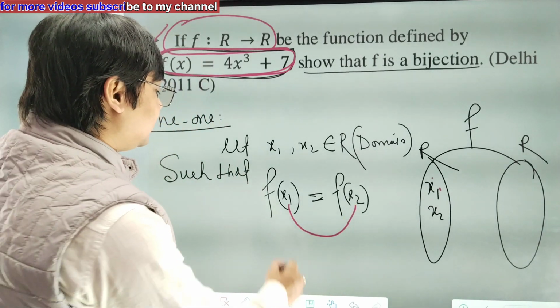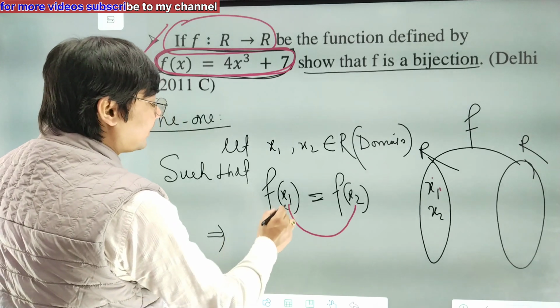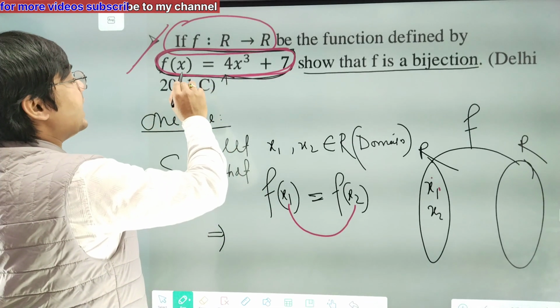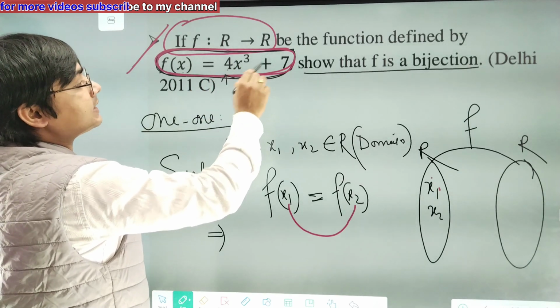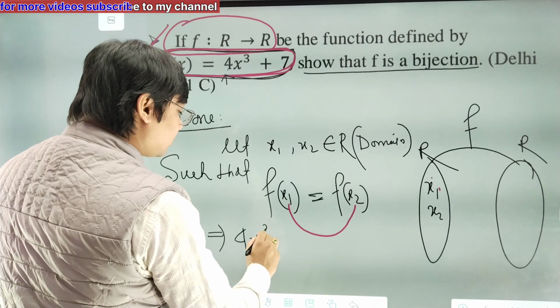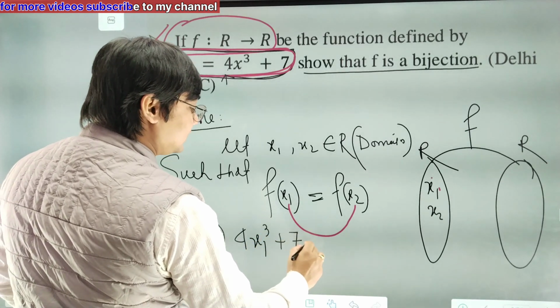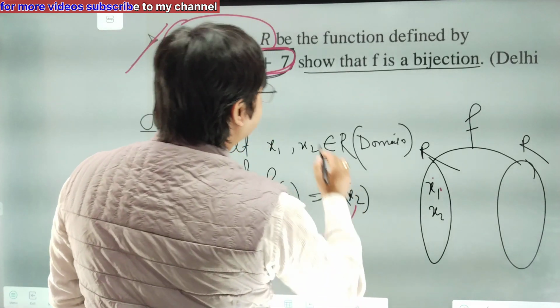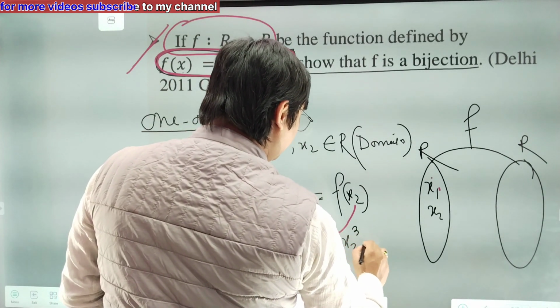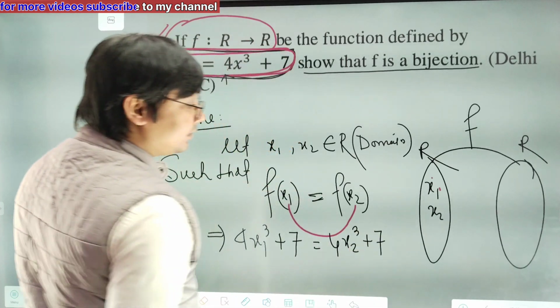Now we need to verify whether they are equal or not. Yes, that means you see, what is the value of f of x1 according to our definition of this function. देखो x देने से क्या हो जाता है, 4x cube plus 7 हो जाता है. So this will be 4 of x1 cube plus 7. Yes, and here also this will be 4 of x2 cube plus 7 will be there.